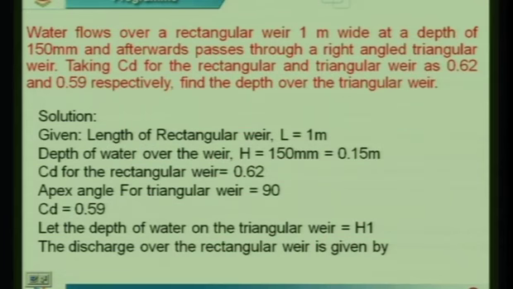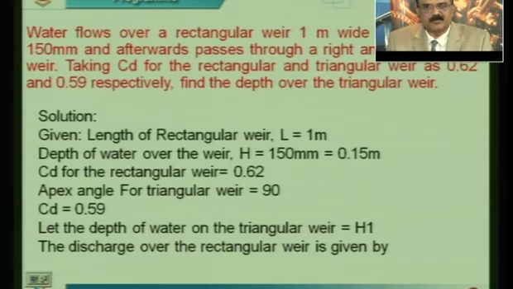First one, length of the rectangular notch or weir, L is equal to 1 meter. Then, depth of water over the weir, capital H is equal to 150 mm, convert that into meters, that becomes 0.15 meter. Coefficient of discharge for a rectangular weir is 0.62. Now, come to the triangular notch. The triangular weir is a right angle triangle weir, therefore, the apex angle is equal to 90 degrees. The coefficient of discharge for a V notch is 0.59.